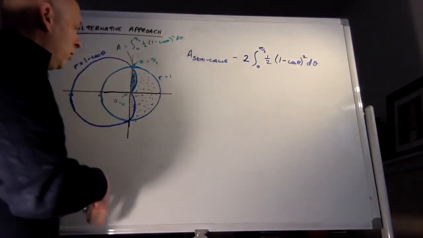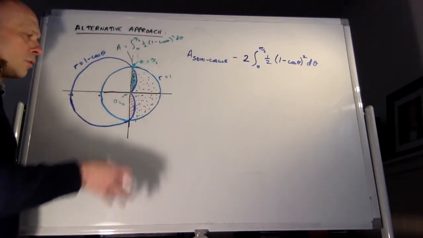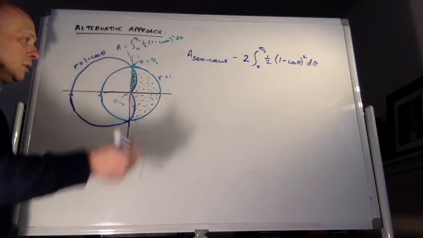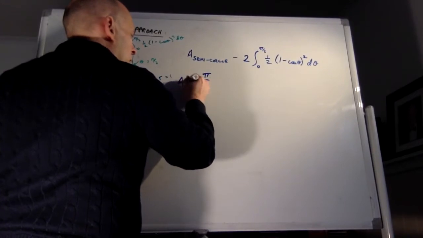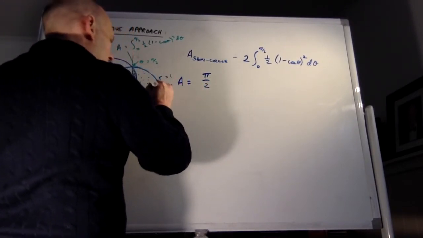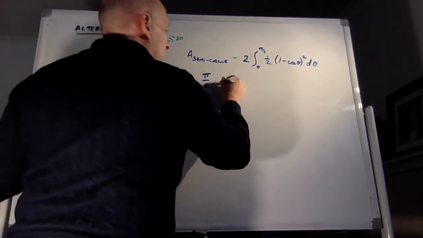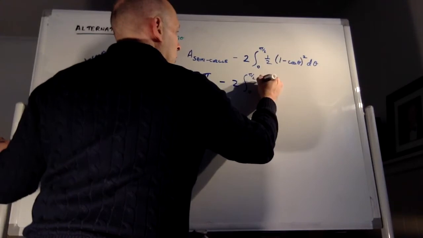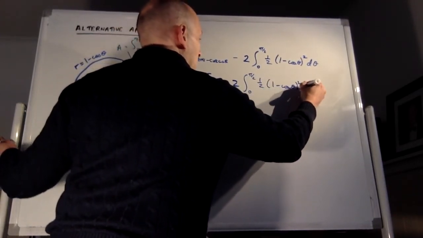And the area of the semicircle is pretty straightforward, right? We just have a radius of 1. So pi r squared would be the full circle. So that would be pi. So half of this circle would be pi over 2. So if you did the area of the region you want, which is this with the dots right here, that area, you could get it by doing pi over 2 minus twice the integral from 0 to pi over 2 of 1/2 (1 minus cosine theta) squared d theta.